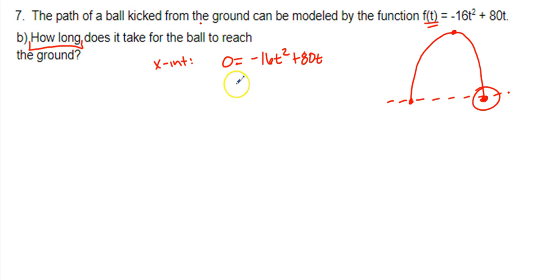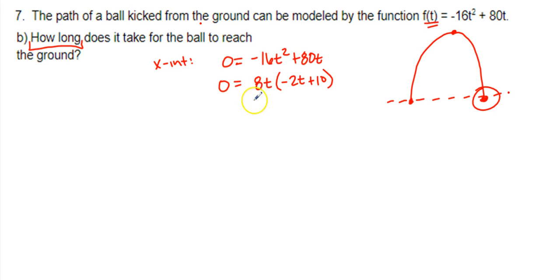Number 2, we're going to look for a greatest common factor. In this particular case, 16t is actually the greatest common factor. And if we factor out that 16t, then it leaves me with negative t plus 5, and that's equal to 0.